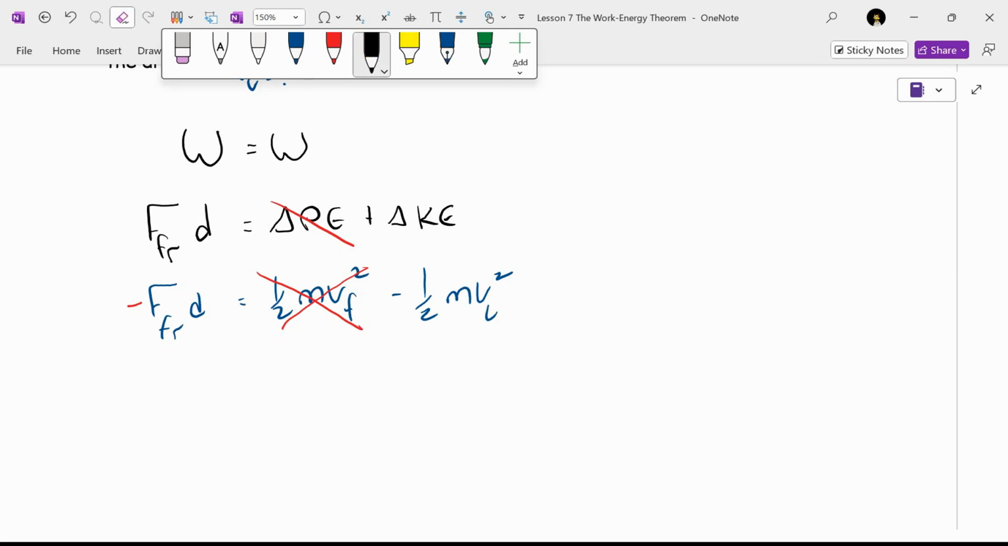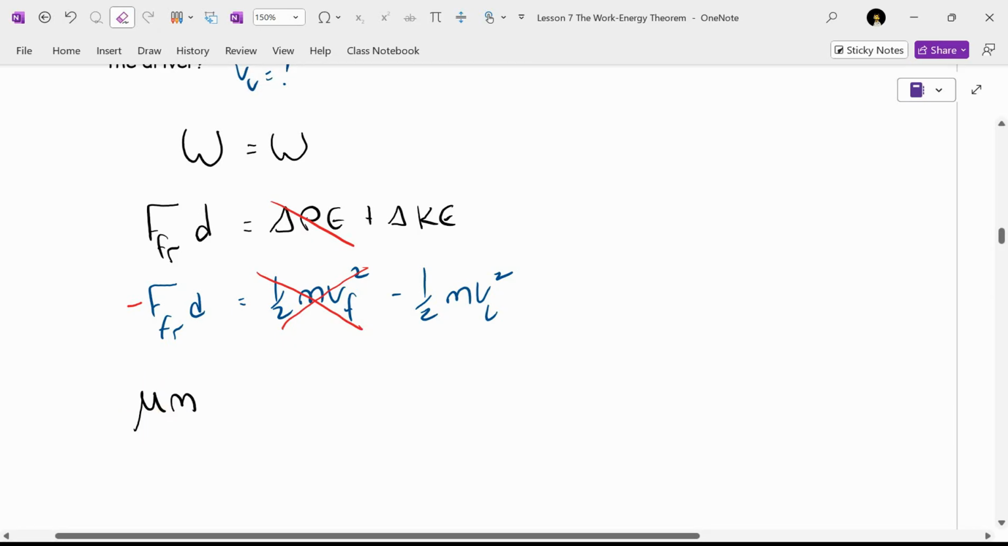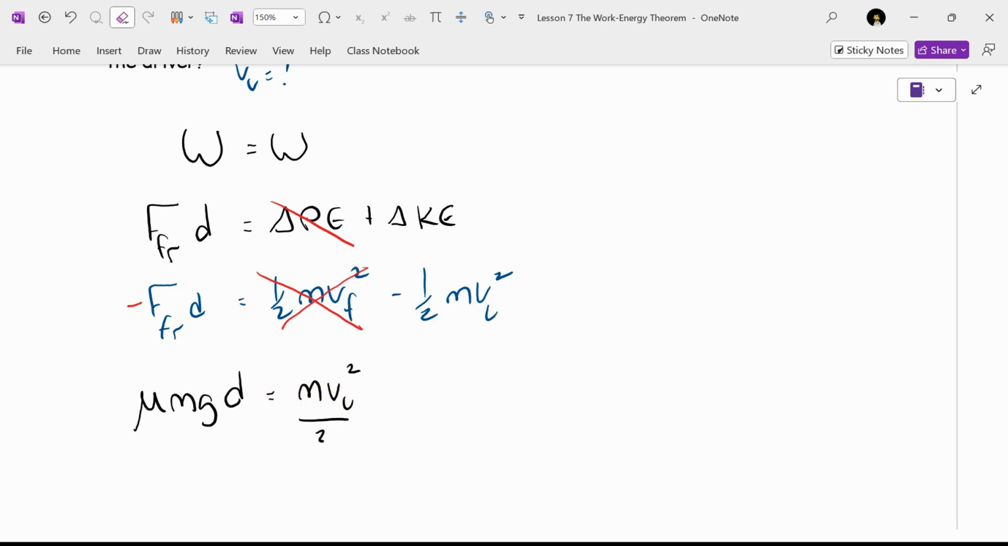Stephen, friction is what times what? I don't know the normal force. Oh, but look. I think I know another force the same size as the normal force. I get on my next line, mu mg, the d drops down. Guys, I need you here. Thank you. Equals, and I'm going to write mv initial squared over 2.